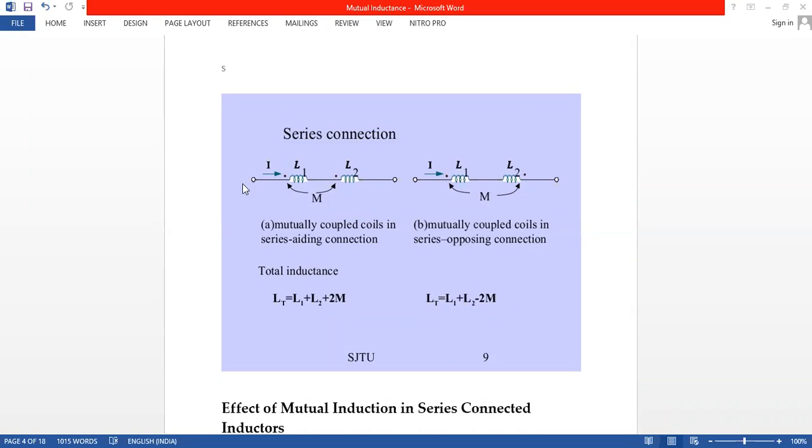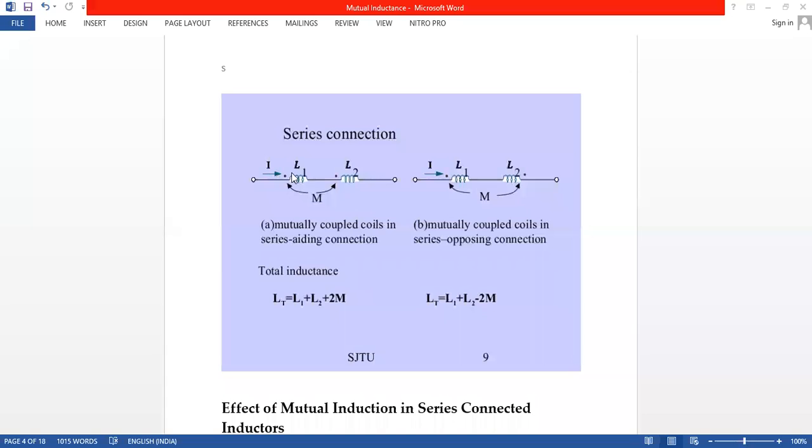So if current enters the dot marked terminal, the mutual inductance is positive. Always self-inductance is positive. So what is the mathematical formula? Total inductance: how many inductors are there? L1 plus L2. Always these are positive. Now we have to say whether the mutual term is plus or minus.